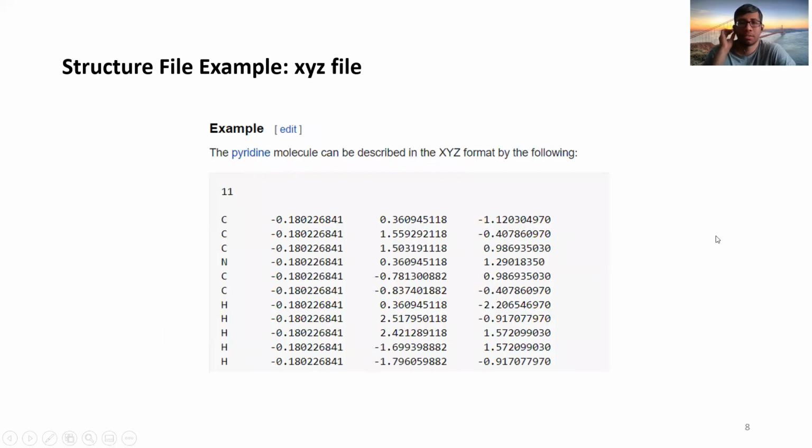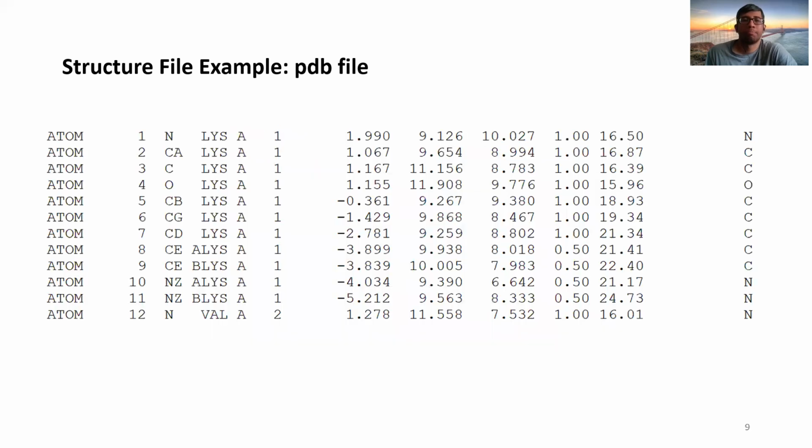So how does it look like? Let's look at some examples. For example, I have taken it from the Wikipedia page of XYZ file. If you search for XYZ format, you can see that for the pyridine molecule, the XYZ file, if you open it with a text editor, will look like this. It will show you how many atoms are there. You can see that there are 11 carbon, nitrogen, and hydrogen atoms, and you will see their coordinates in the 3D space, the X, Y, Z coordinates of the 11 atoms. So that's how an XYZ format looks like. It's really simple to interpret.